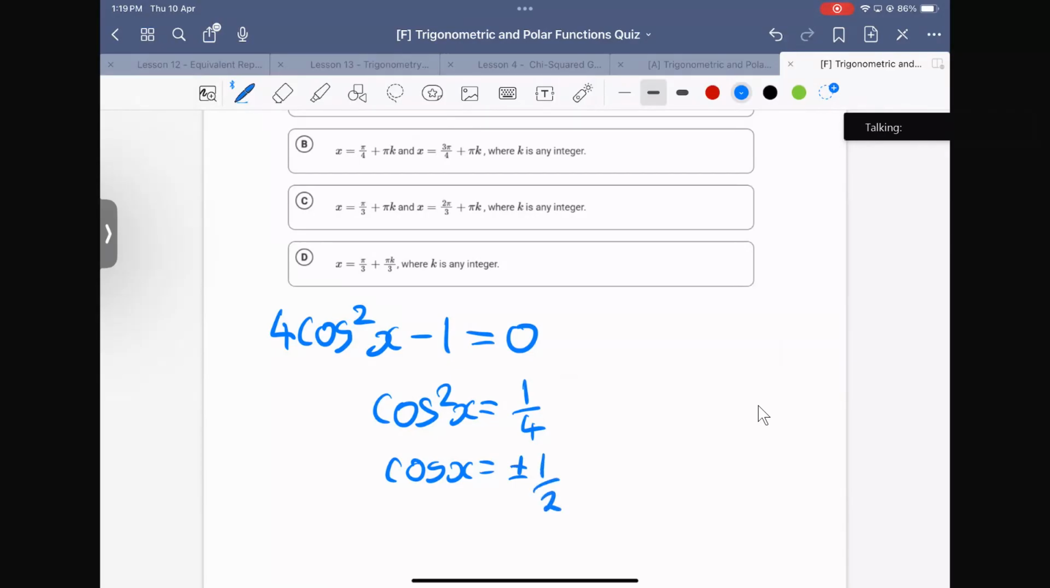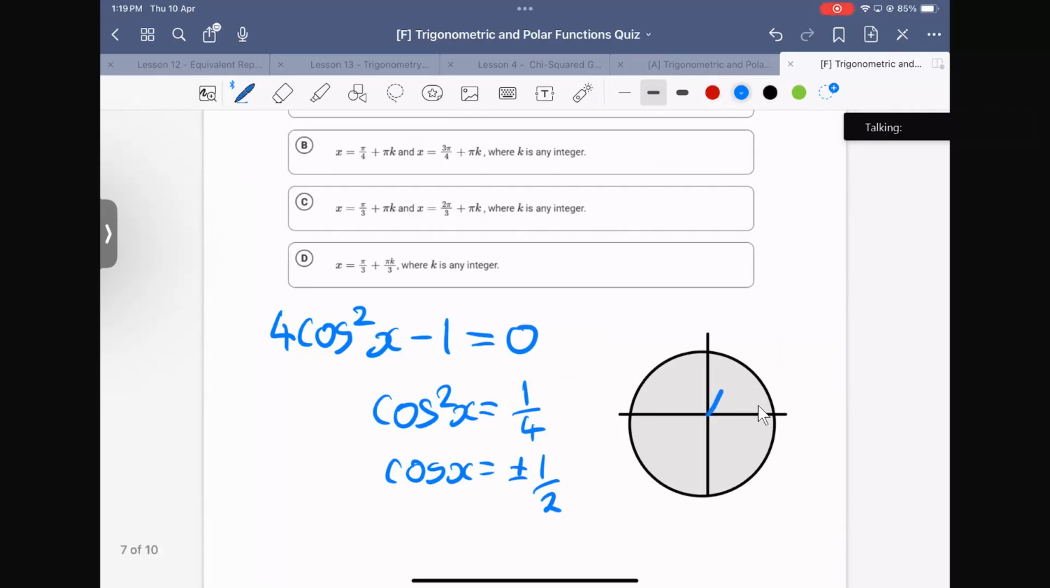So where is the cosine equal to a half? Let's pop up our unit circle. Cosine is equal to a half in the exact value table when we get to pi over 3. So our first solution is going to be here at pi over 3. But that also is minus pi over 3, which is down there. And this is the value where cos x is equal to a half. We have a second set of solutions over here at 2 pi over 3. And this is where cos x is equal to minus a half.